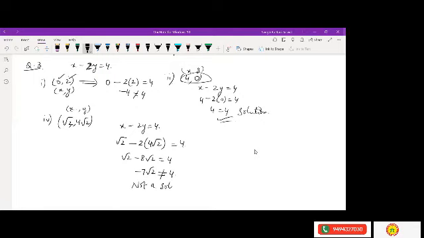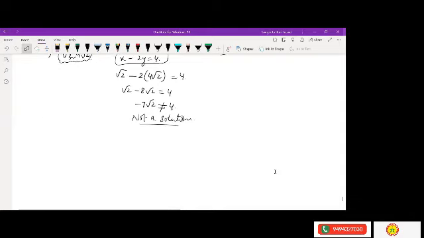Yes, children. So this coordinate is not a solution of this equation. Not a solution. Are you understanding? We'll do more sums on this. In the next class, we'll do some extra sums from outside the book also. Now see this question, the last one.